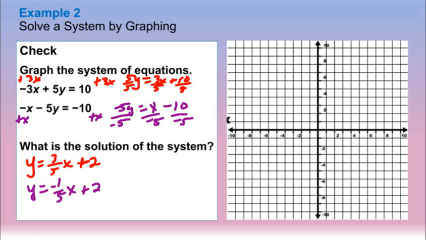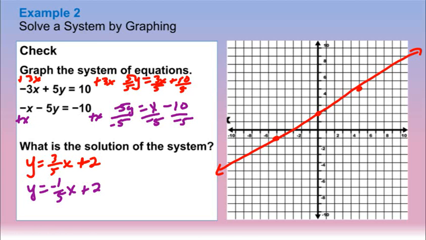So I'll plot the red one first. So I put a point at 2. Slope of 3/5, so up 3, 1, 2, 3, to the right 5, 1, 2, 3, 4, 5. I'm going to go down 3, 1, 2, 3, to the left 5. And then I'll draw my line here.